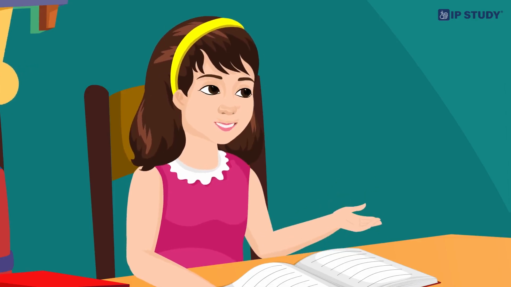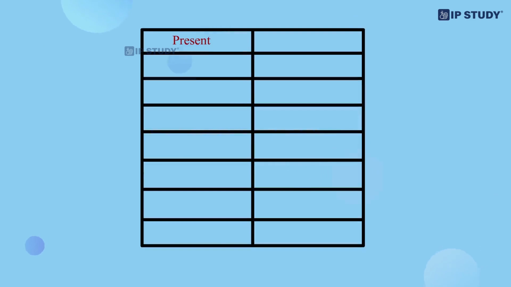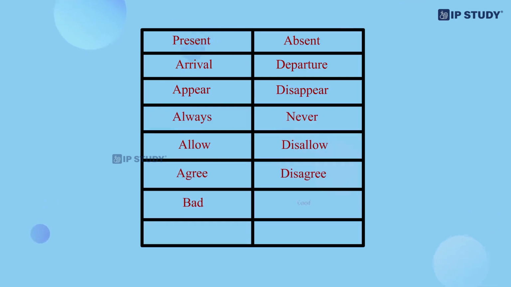The words that are different or opposite in meaning are called antonyms. Example: present, absent; arrival, departure; appear, disappear; always, never; allow, disallow; agree, disagree; bad, good; bitter, sweet.